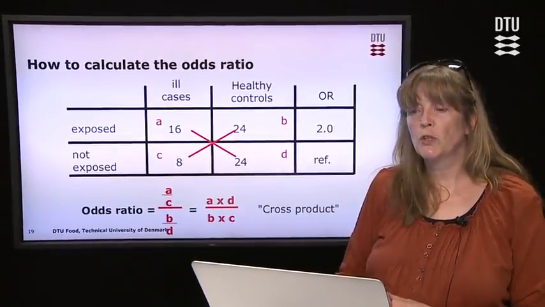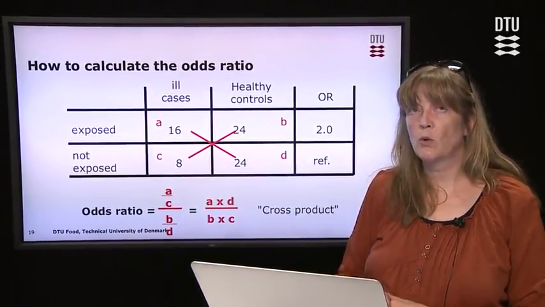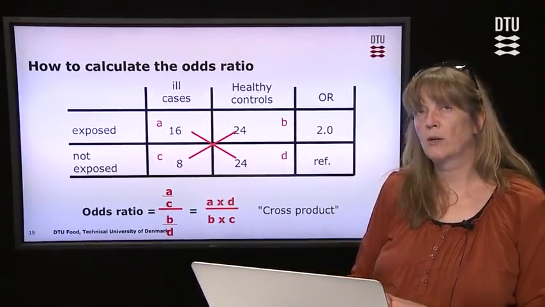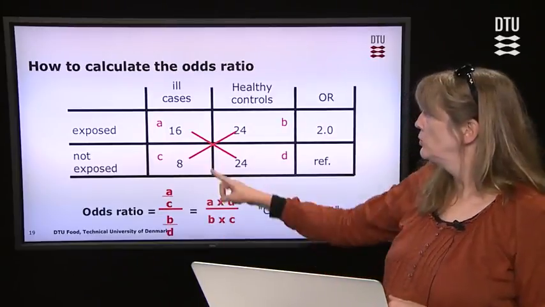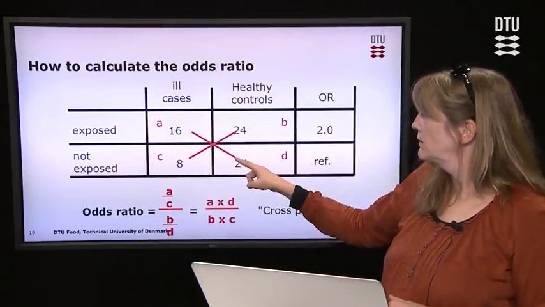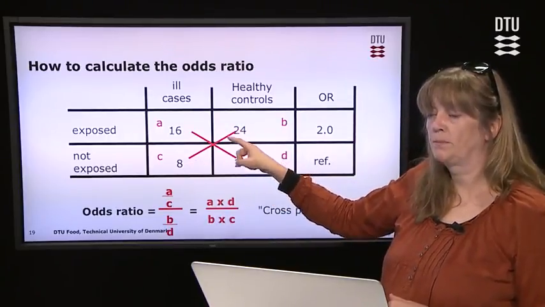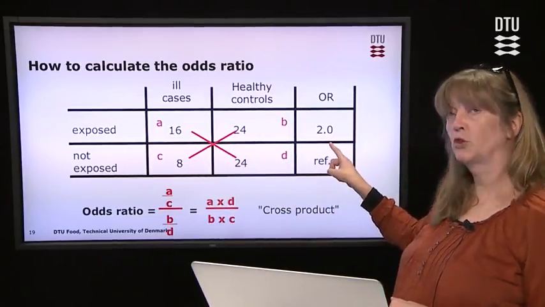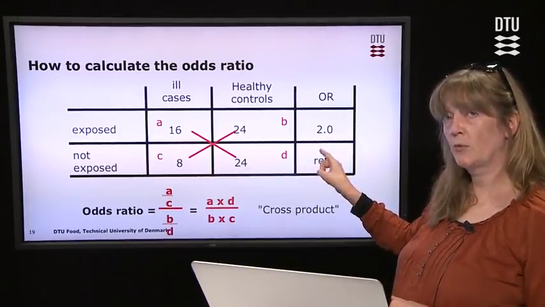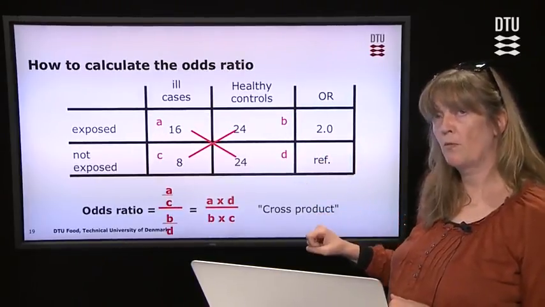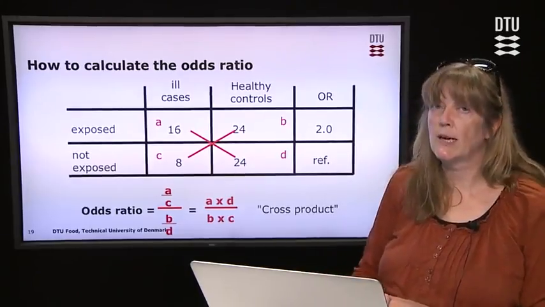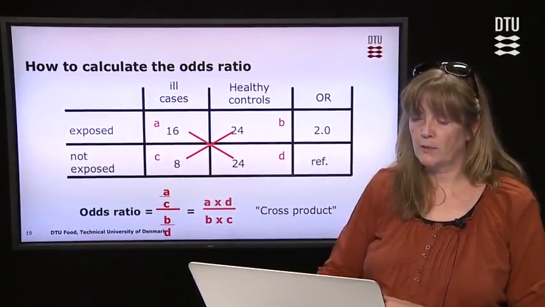The measure you use here in a case control study is called the odds ratio, and it's simply calculated as a cross product. So you simply say in this example 16 times 24 divided by 8 times 24. And then you get an odds ratio of 2. And the interpretation of the odds ratio is the same as the relative risk. Above 1 is a risk factor, below 1 is a risk-reducing factor.